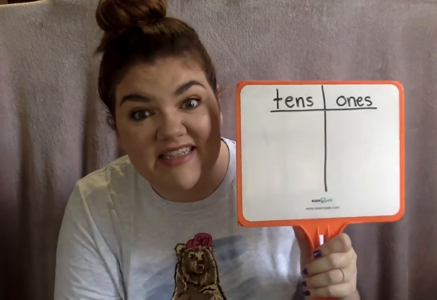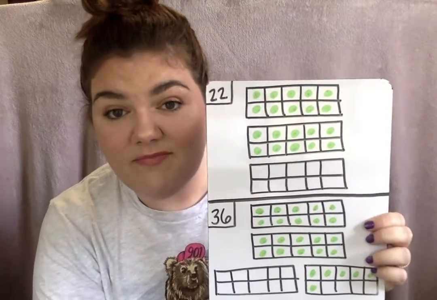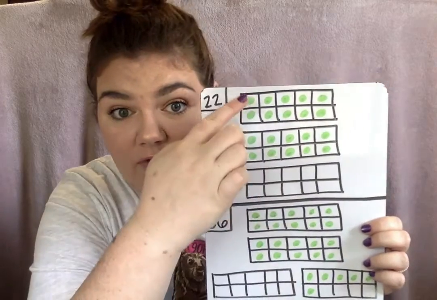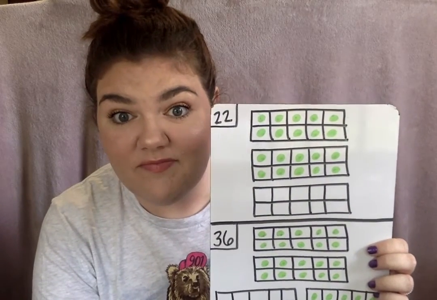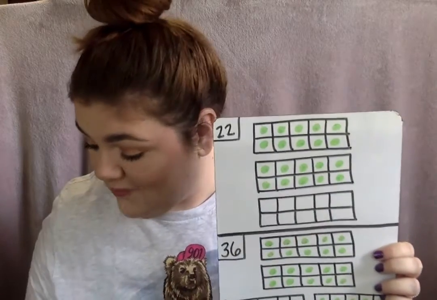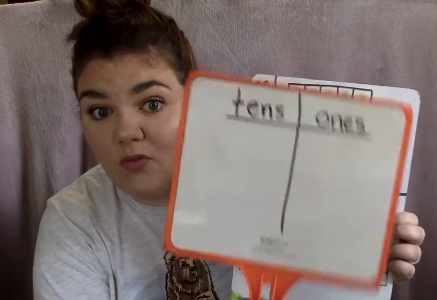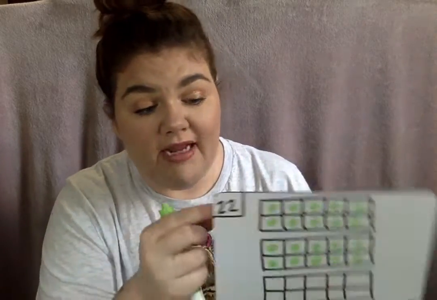Okay, let's get started. Our first problem is the top one. It's the number 22. See that number up there? 22. And I have 3 10 frames right here, but they're not all filled in, right? I need to help fill in the rest of my 10 frames so that I make the number 22. So I'm going to get my whiteboard right here that says tens and ones, and I'm going to write my number. What is my number?